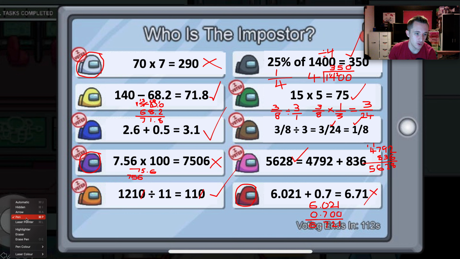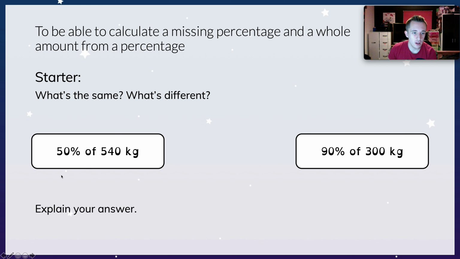Turn this back onto a pointer. Okay, so starting off then with today's actual lesson. What's the same and what's different this time? Explain your answer. So the first one here says 50% of 540. The next one says 90% of 300 kilograms.